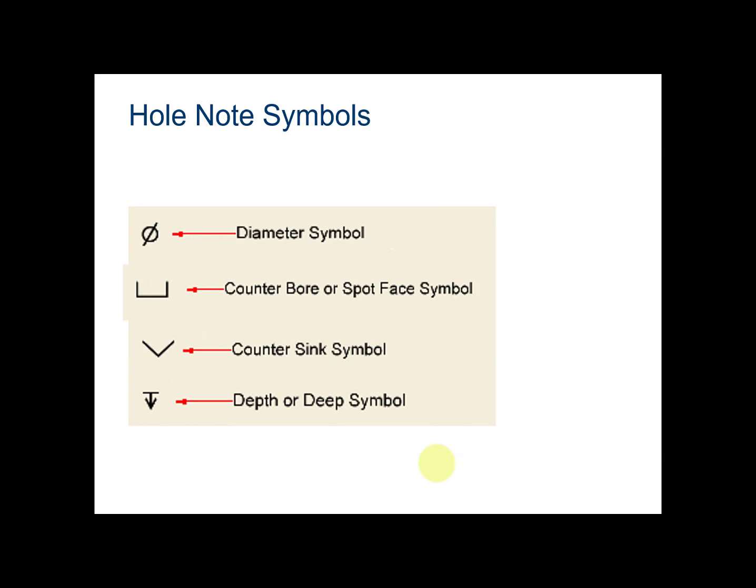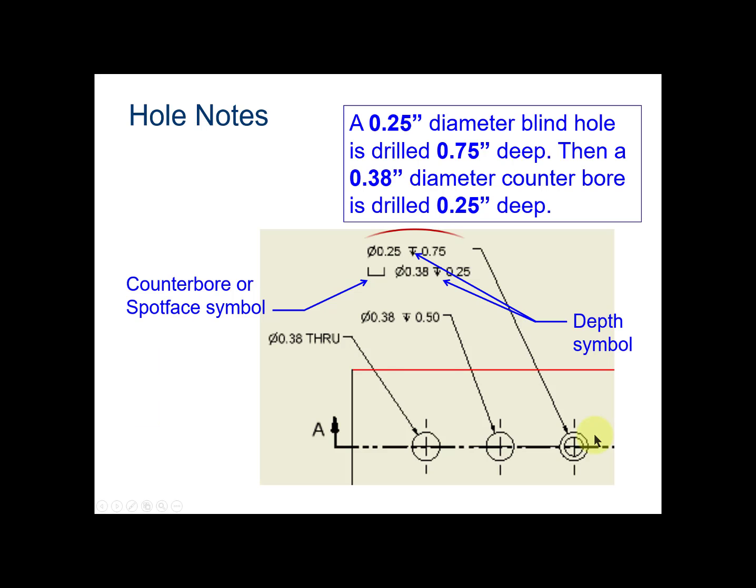Here are some symbols. I think we've used some of these before. Here's the diameter symbol. This is the symbol for a counterbore, countersink, and this indicates the depth of a hole. So hole notes was just circled here. And this is the information that is automatically included inside a hole. So when we dimension a hole, we get all this information, which we don't get if we dimension a cylindrically created thing using extrude.